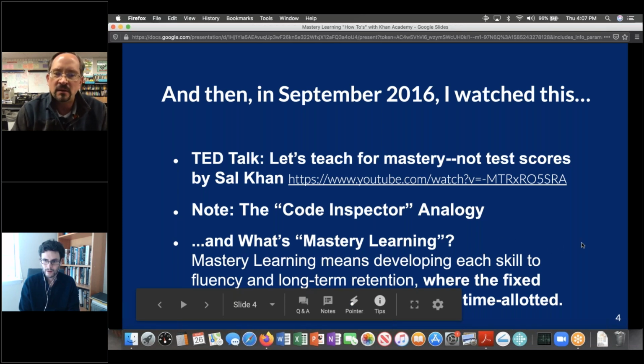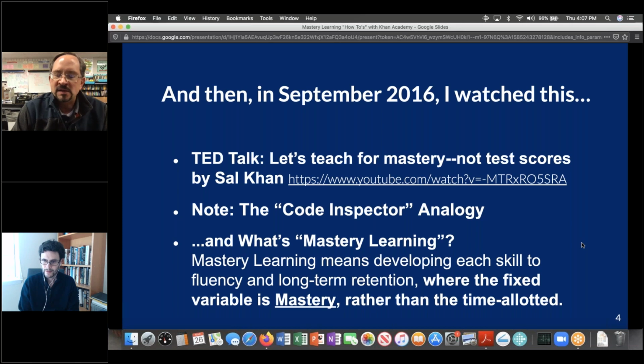So the big takeaway from Sal's talk is this idea of mastery learning. If you see that at the bottom there, mastery learning is a different mindset. It's developing each skill to fluency and long-term retention, where the fixed variable is mastery rather than the time allotted.